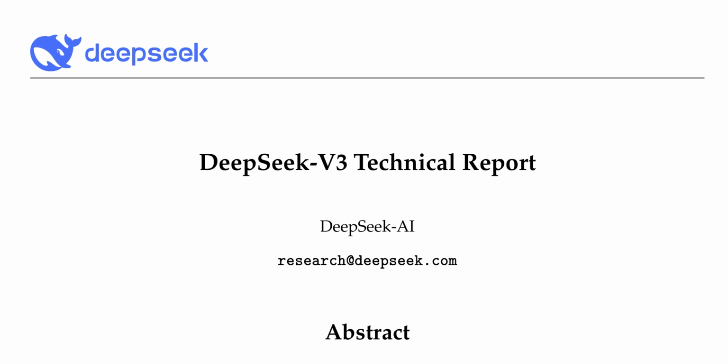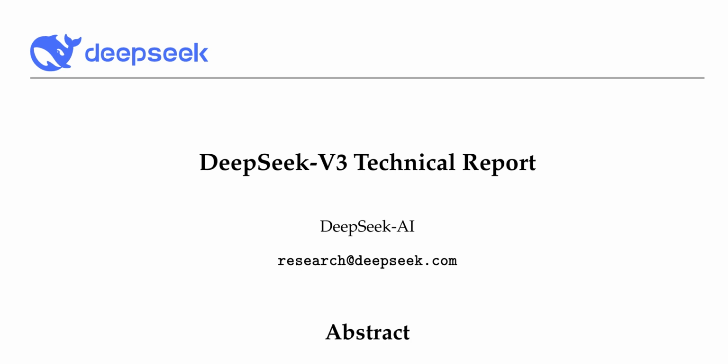At an economical cost of only 2.664M H800 GPU hours, we complete the pre-training of DeepSeek V3 on 14.8T tokens, producing the currently strongest open-source base model. The subsequent training stages, after pre-training, require only 0.1M GPU hours.